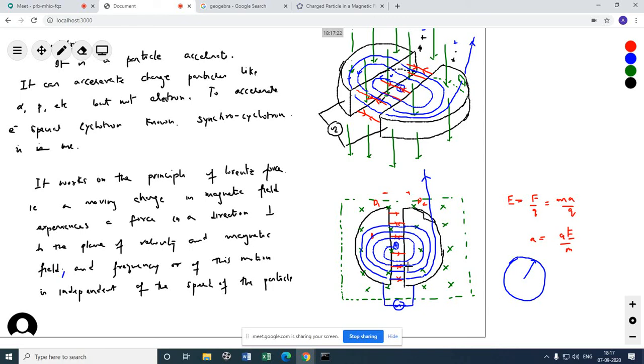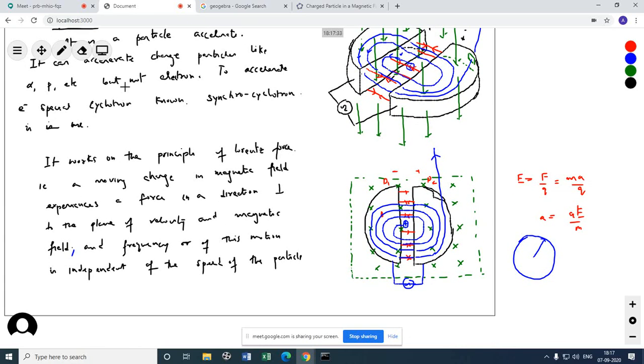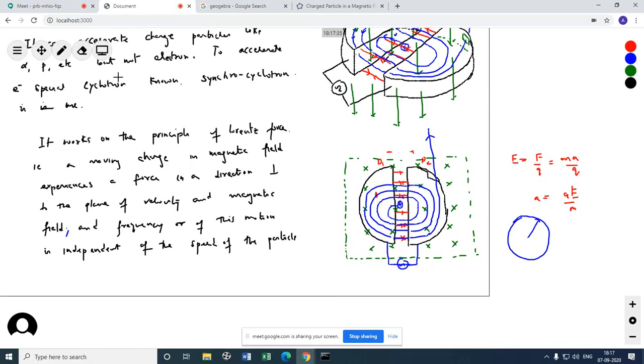So it is like a jar where we can keep charged particles. Clear? So this is the cyclotron. So how to write the answer for cyclotron? For cyclotron, it works on the principle of Lorentz force. A moving charged particle in a magnetic field experiences a force perpendicular to its direction of motion, and the frequency of this motion in the magnetic field is independent of the speed of the particle. Or, if you don't remember the frequency, you can say the time period of this motion is independent of the speed of the particle.